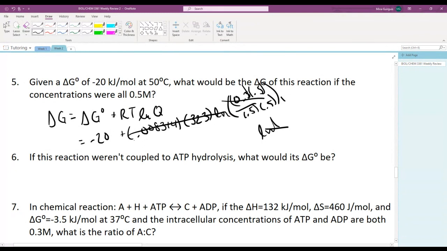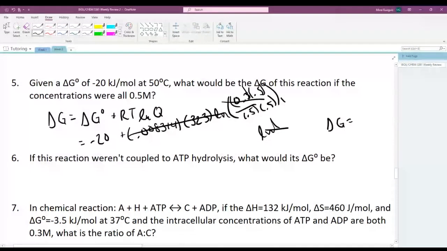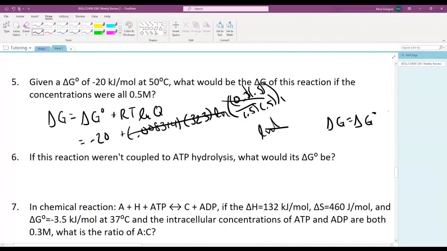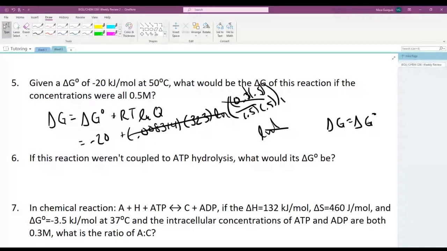In other words, the standard state that we use is 1 molar by convenience, but it could be any concentration, okay? So if all the concentrations are 0.5, same result. If all the concentrations are 0.2, same result, okay? And so in this case, delta G equals delta G naught, okay? Does that make sense to everyone? Does anyone have any questions about that? Okay. All right, number 6. That makes sense. Okay, great.